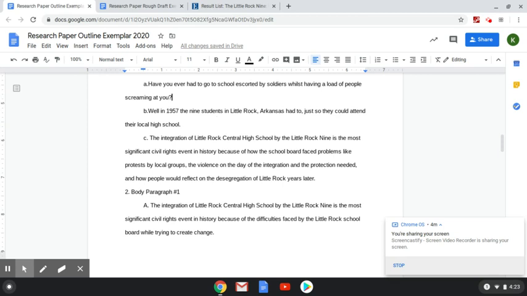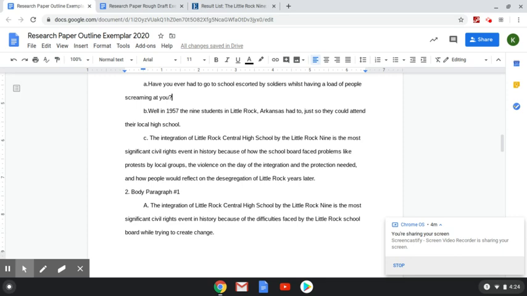The follow up, the transition. Well, in 1957, the 9 students in Little Rock, Arkansas had to, just so they could attend their local high school. And now we have for letter C, our thesis statement. The integration of Little Rock Central High School by the Little Rock Nine is the most significant civil rights event in history because of how the school board faced problems like protests by local groups, the violence on the day of the integration and the protection needed, and how people would reflect on the desegregation of Little Rock years later.